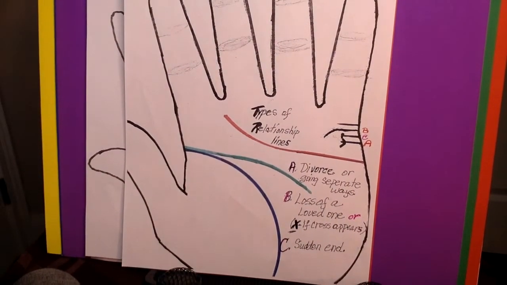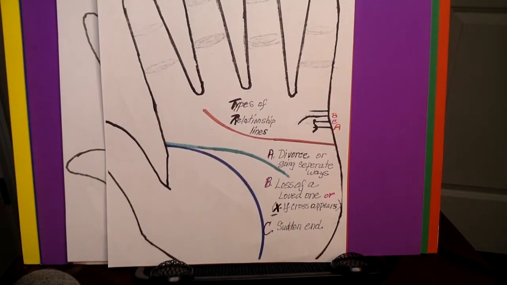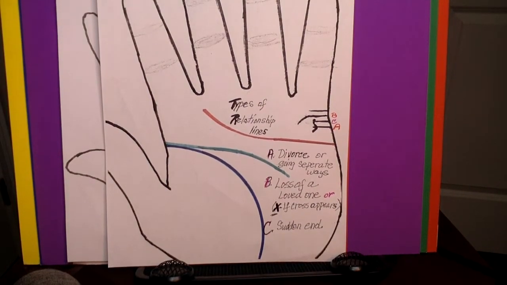Now, most of us know relationship lines by those little horizontal lines below the little finger. Actually, they're on the Mercury mount. Remember, the little finger is named after a planet, as well as the other fingers. And it is the area of communication, mental. All right?